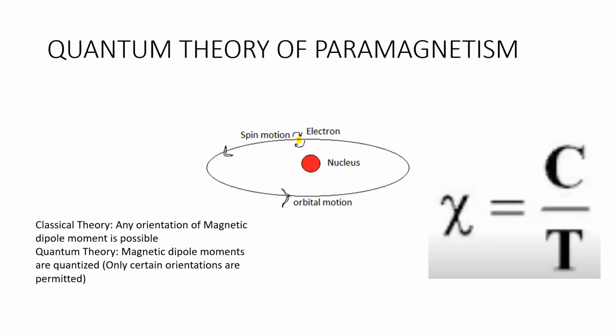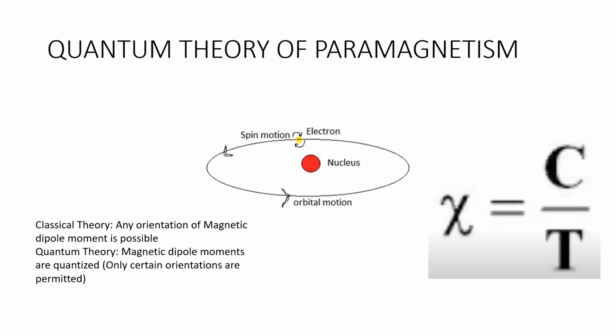According to classical theory, any orientation of these magnetic dipole moments is possible. But in actual practice, it is not like that. The quantum theory allows only some specific directions, which are called quantized. According to the quantum theory, the magnetic dipole moments are quantized. They possess only specific magnetic dipole moment directions.